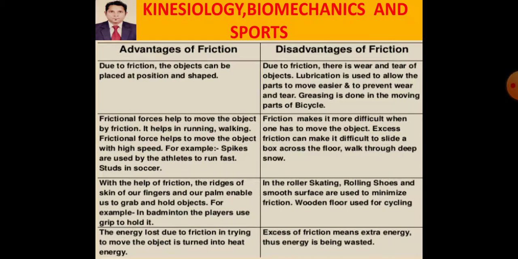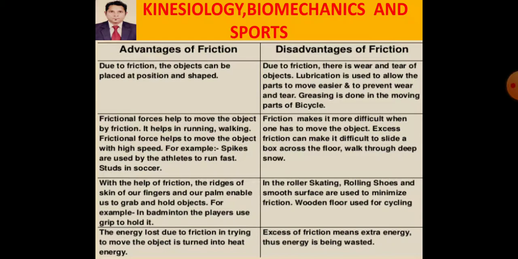With the help of friction, the ridges of the skin on our fingers and palm enable us to grab and hold objects. For example, in badminton, the player uses a grip to hold the racket. The energy lost due to friction in trying to move the object is turned into heat energy.